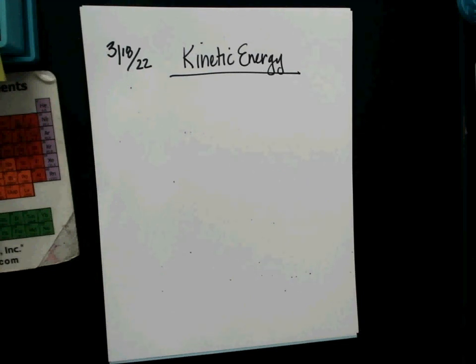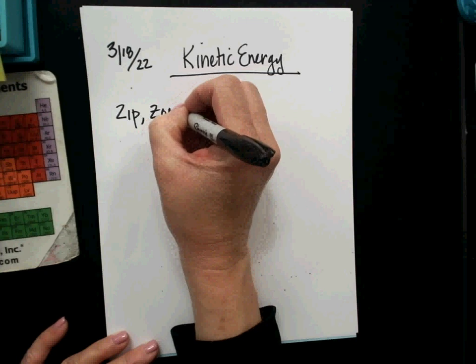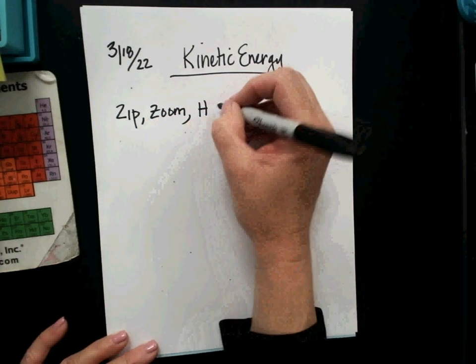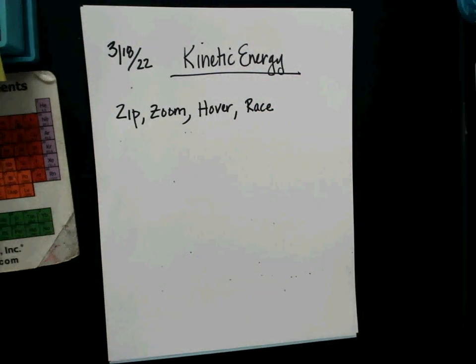When you hear words like this, I want you to think about them. And I just want you to think about them for a minute. Zip, zoom, hover, race. So if I'm describing an object and I use the words zip, zoom, hover, race, what do the bulk of those words make you think about? Movement, moving. Are there any of them that don't make you think about moving, or is there one that doesn't fit? Hover. So what does it mean to hover?